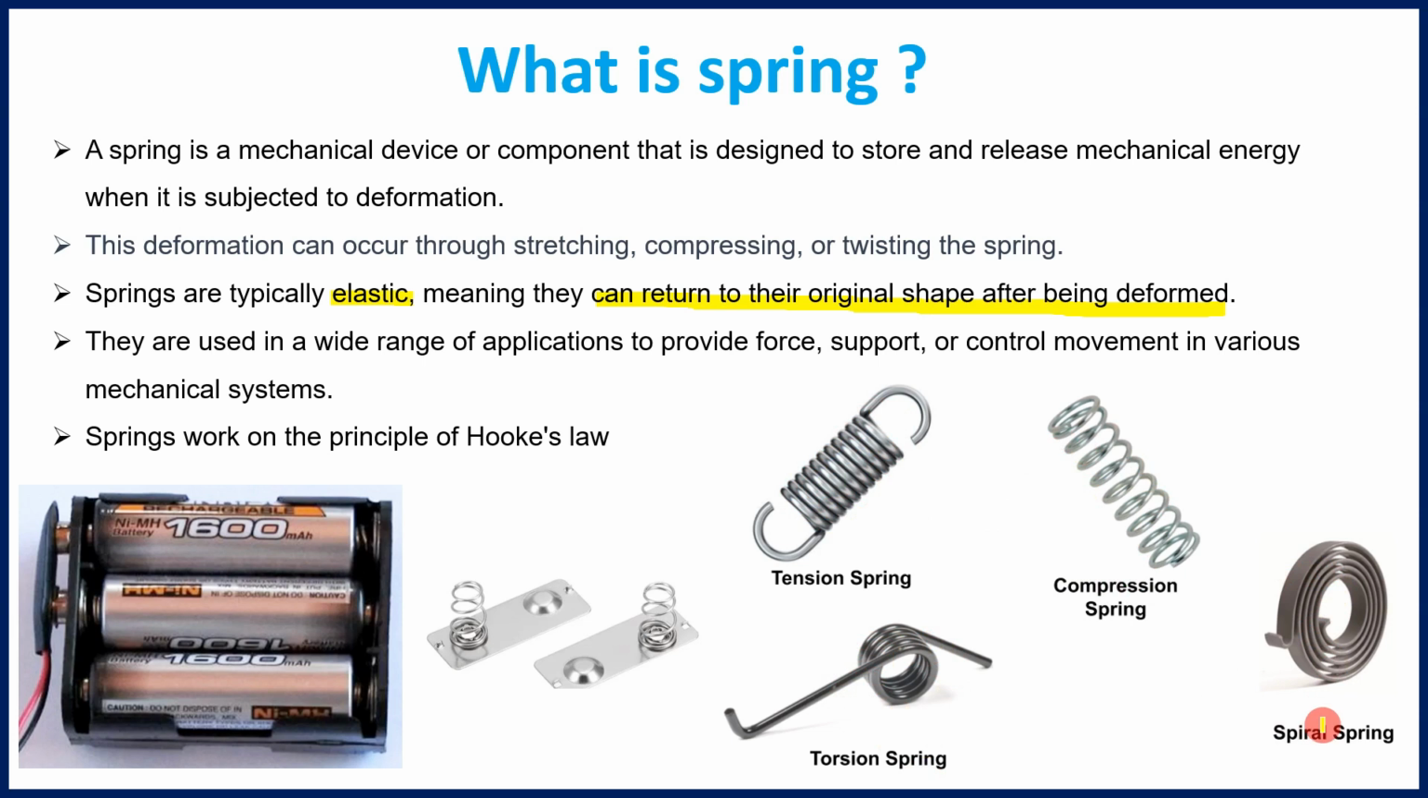And this is the spiral spring. These have special applications like in watches. And here we can see on the battery side, in the remote, this type of spring. These are compression springs. So we use compression springs in remotes and all these things.